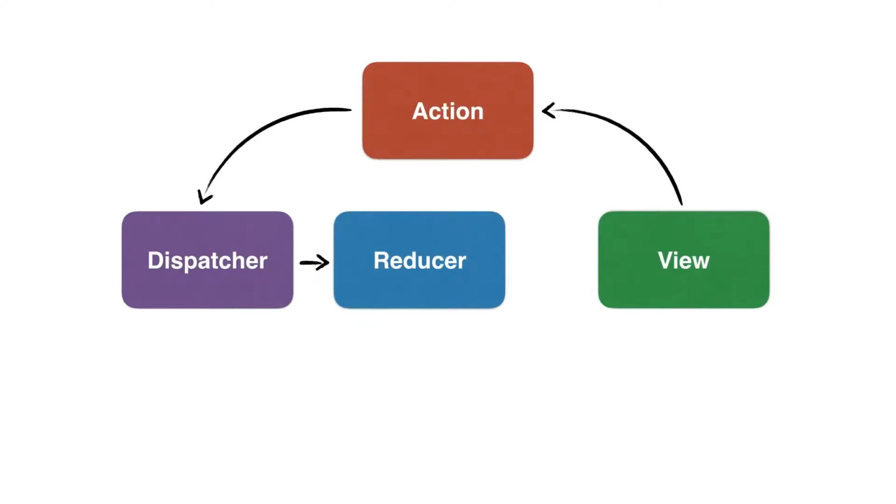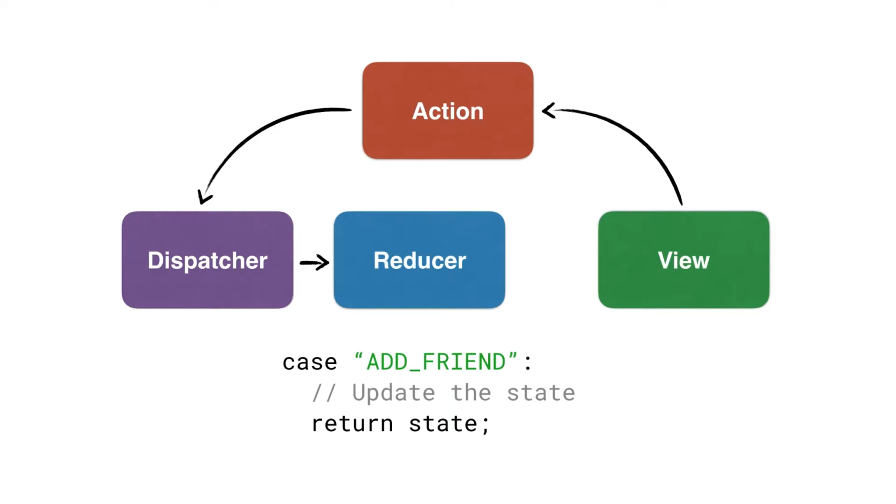Inside of our reducer, we're going to look at the incoming action. In this case, the action type is add friend. We might run some code. We might push something into an array as part of our state. And then finally, we'll return that state to the outside world.